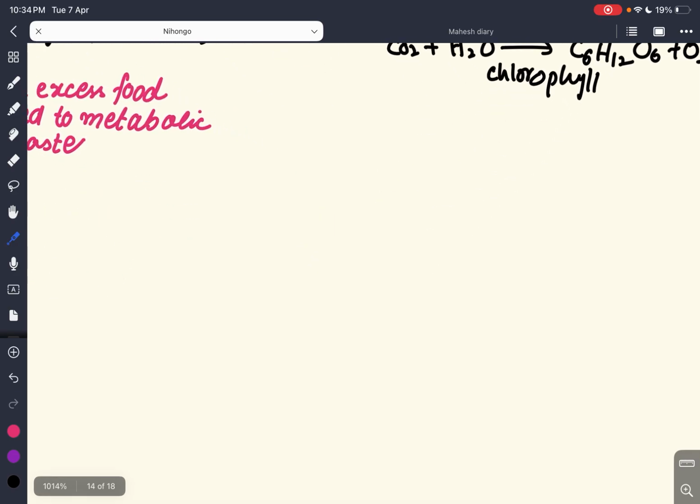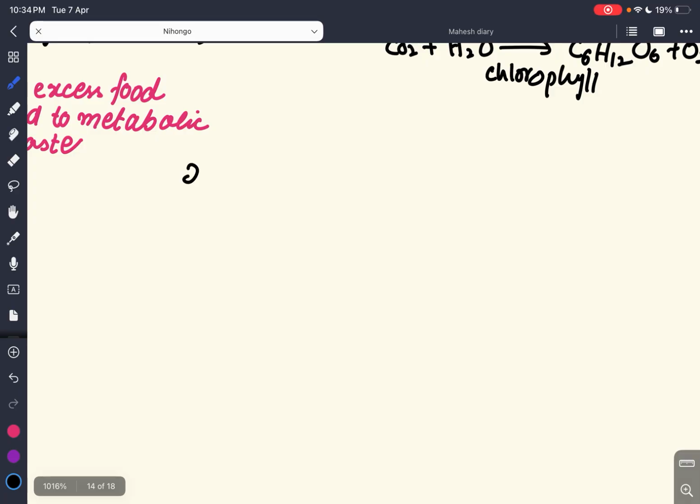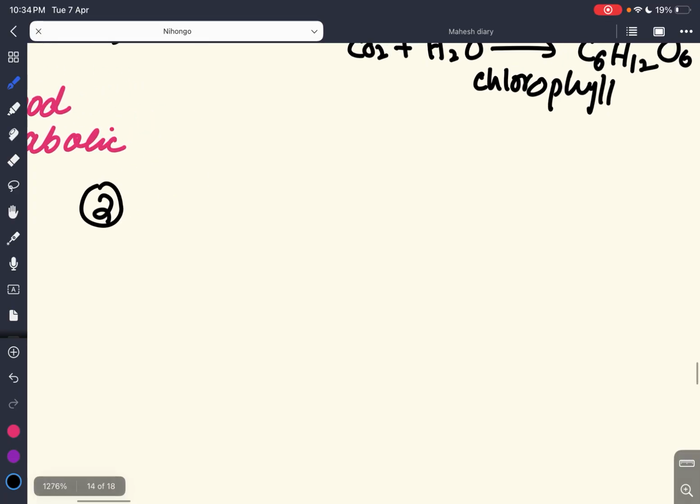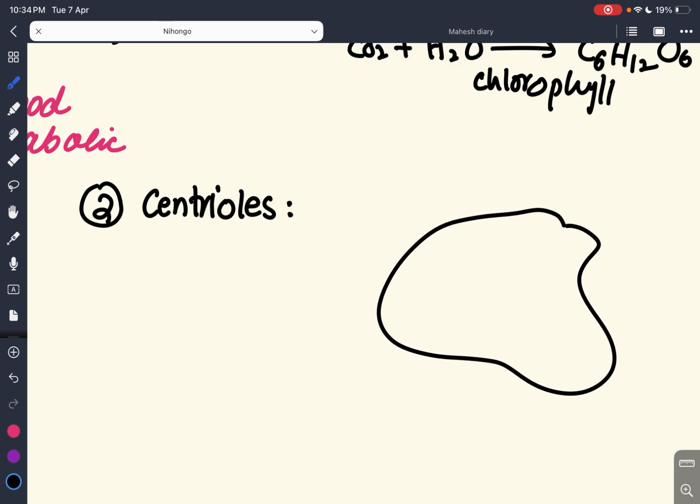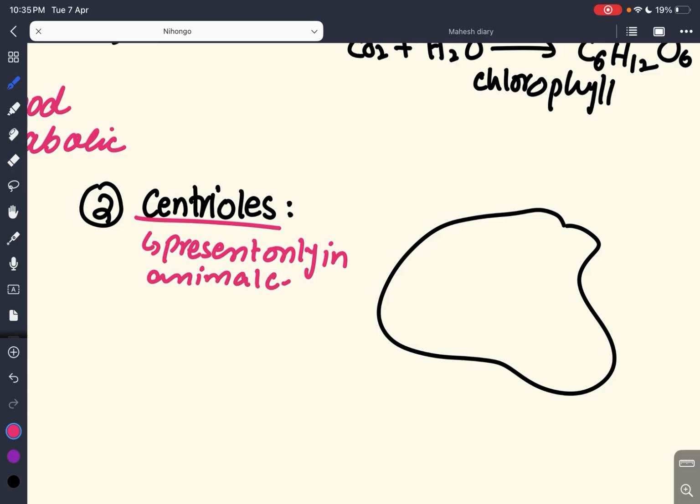All right, now in today's class, we are going to start the second structure that we had to talk about, which is centrioles. Okay, it is something that will come further when we discuss reproduction, or most probably the cell division chapter. But for now, I'm just going to teach you some basics. So let's just take this as an animal cell. Just know that this is present only in animal cell.